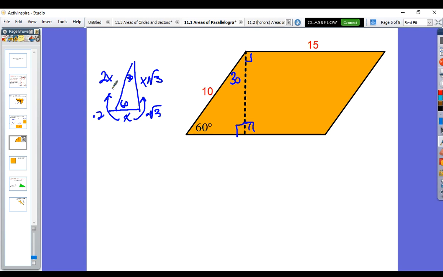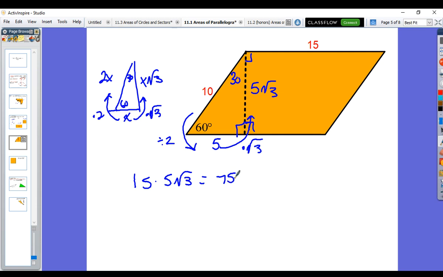So if this is our hypotenuse, to go backwards to our small side, we divide by 2, making this 5. And to get our long side, we multiply by radical 3, giving us 5 radical 3. Now we're going to take our base times our height. So 15 times 5 radical 3. We multiply those two and end up getting 75 radical 3. Unless told otherwise, we're going to leave it like that, 75 radical 3.